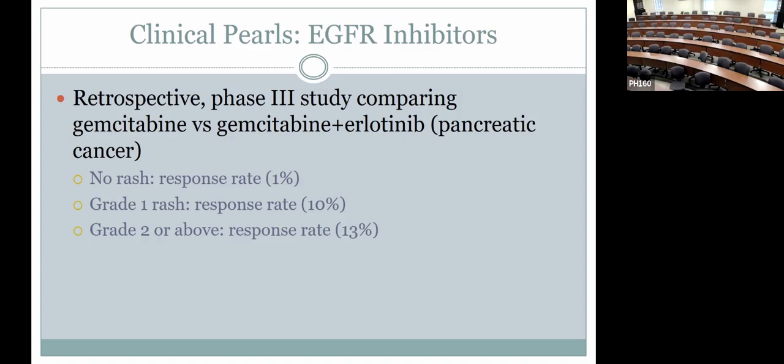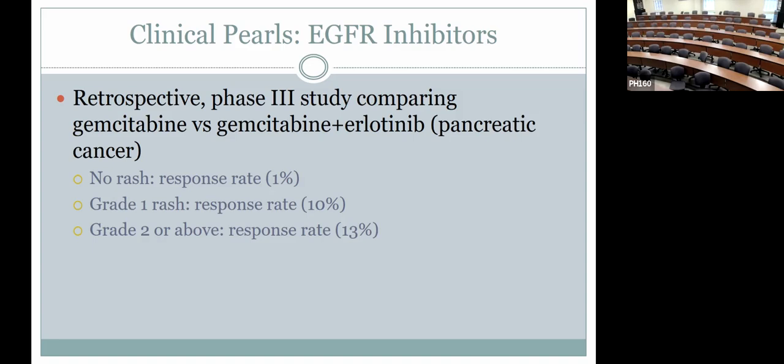So in patients specifically without the rash, about 1% responded to therapy. However, in those with grade 1 rash, the response rate increased to around 10%. And as the rash increased in severity, so did the response rate. And eventually it got up to about 13% as we went up to those grade 2 or above rashes.